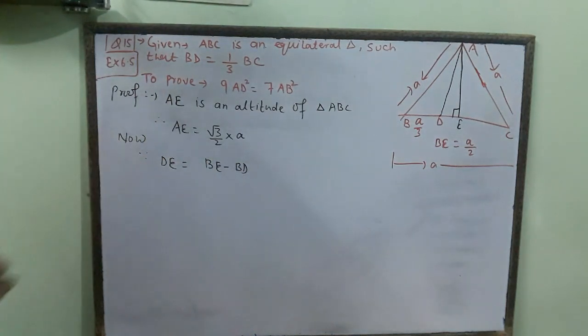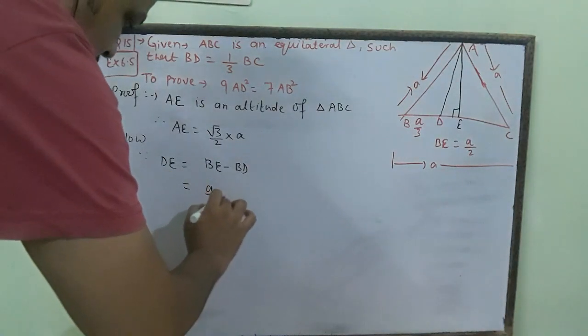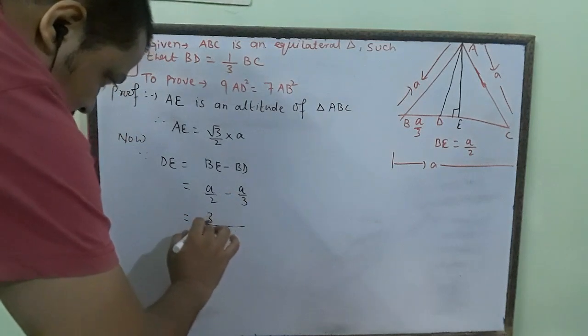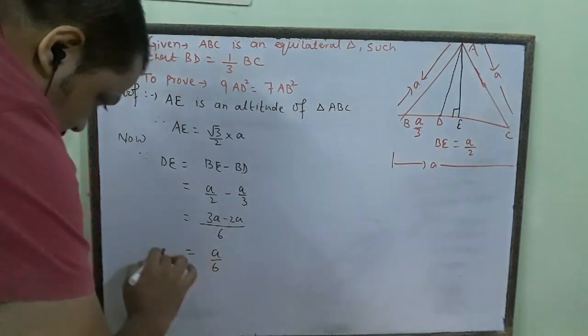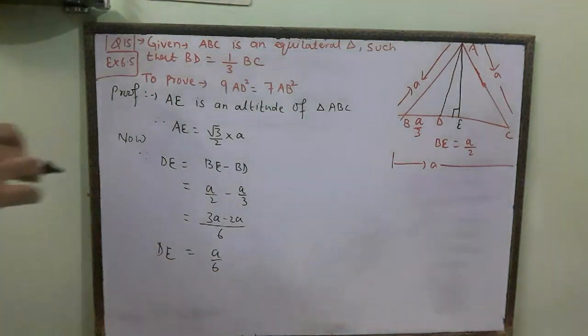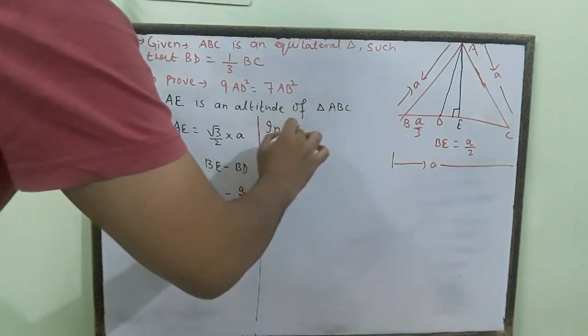DE can be written as BE minus BD. BE is A by 2 and this is A by 3. Take the LCM 6, 3A minus 2A, that is A by 6. This is your DE. After finding the value of AE and DE, we will use them in triangle ADE.